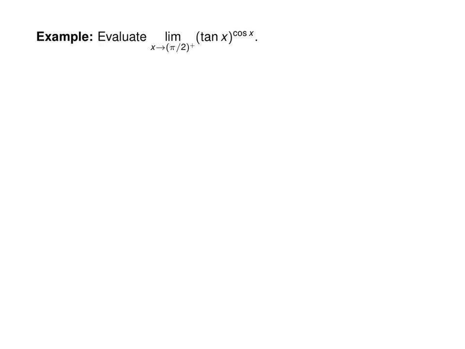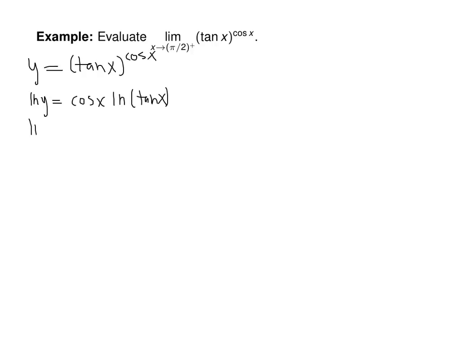So we start by letting y equal tan x to the cosine x power. And then take the natural log of both sides. And ln of y will equal cosine of x times ln of tan x. And we'll find the limit as x goes to pi halves plus of this expression.